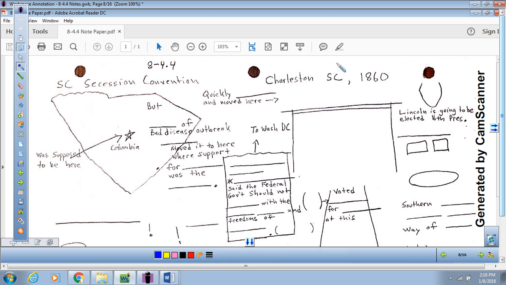Okay, so what happened is they had the South Carolina Secession Convention. Now, the South Carolina Secession Convention was supposed to be in the capital of Columbia. It was supposed to be at the First Baptist Church of Columbia. However, a familiar thing occurred. That's the First Baptist Church, and that's where it's supposed to be. Oh, well.